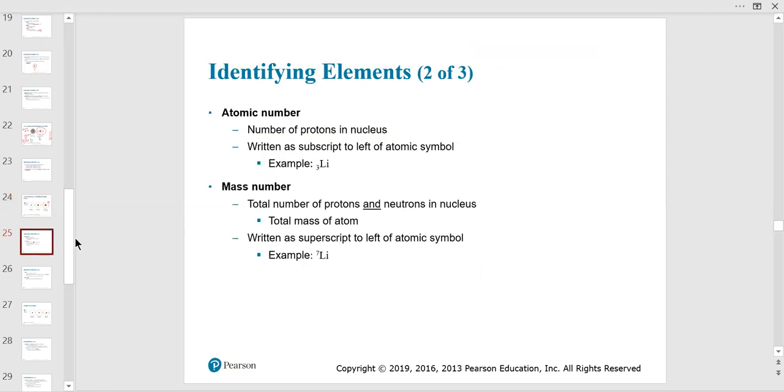So here's what you have to know. Atomic number is just the number of protons. And all you have to do is kind of memorize the four or five atomic numbers, then you can tell me how many protons are in there. That's it. The mass number is the total number of protons and neutrons. You just add them, right? That's all you have to do.